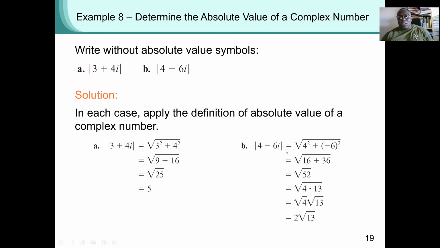But here we have to be careful. Remember the rule said a plus bi is equal to the square root of a squared plus b squared. But we have negative 6i. So we have to change negative 6i to positive. So we can see that here we get 4 squared plus negative 6 squared. It will be the same, but it is good to explain because we need the plus. So this will give me 16 plus 36, which is 52. We get 2 square root of 13.